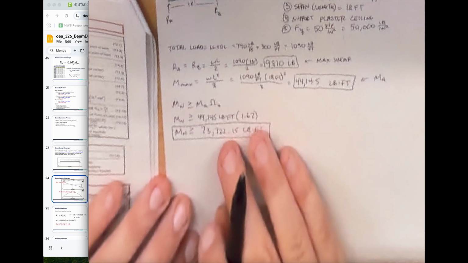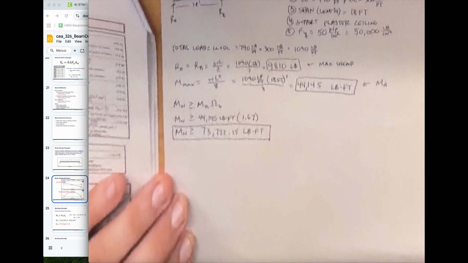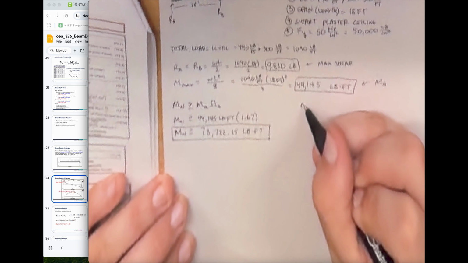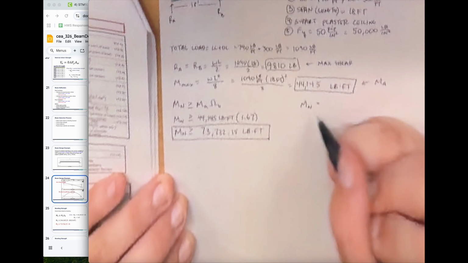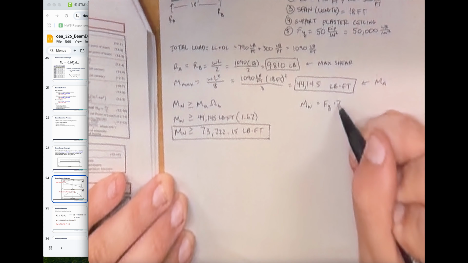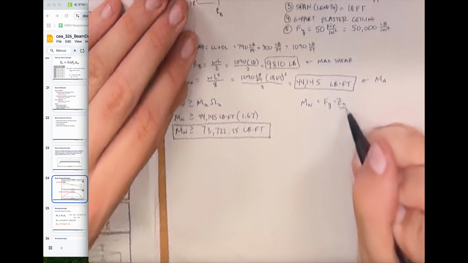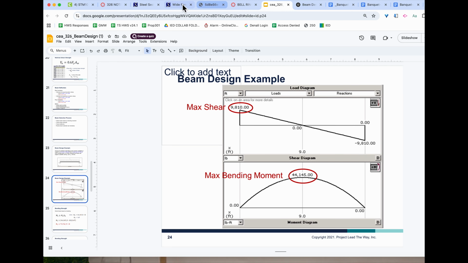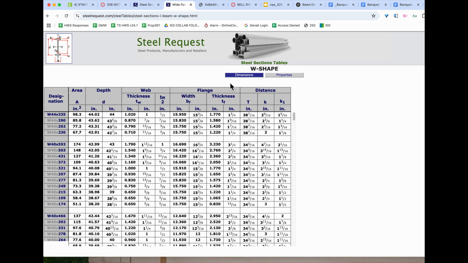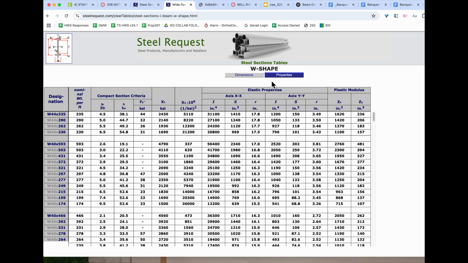Now, this we can end up using to determine what type of beam we're going to need. Also given in our notes is this equation here, MN, which is equal to Fy times Zx. Now, Fy, that is given to us. Zx, however, if we go to this website that we had seen, steel requests, you will be able to find. So not in dimensions, but if you click on properties, you can find this value here, which is Zx, the plastic modulus. Now, plastic modulus is given in cubic inches. If you go down here, you'll find for each of these wide flange beams, there's a specific plastic modulus for those.